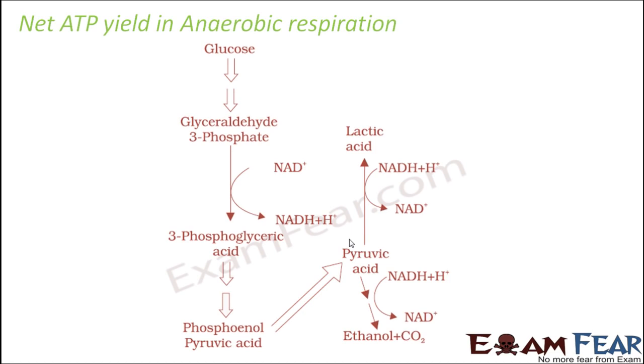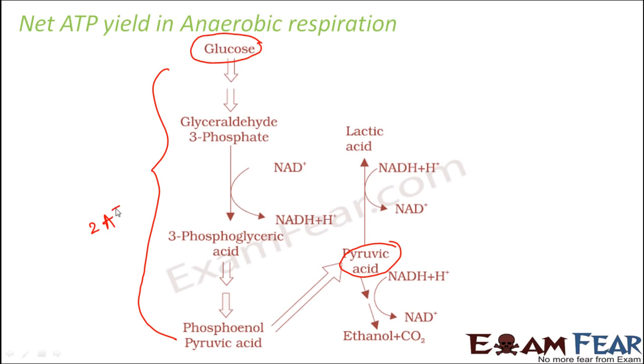So now if you look at the net ATP yield in anaerobic respiration, what do you see? We started with glucose. Glucose will first undergo the process of glycolysis and it will form pyruvic acid. By the time it undergoes this glycolysis, 2 ATP molecules are formed. Now, it can either undergo lactic acid fermentation or alcohol fermentation. In both of these cases, no ATP molecules are formed. Therefore, the net ATP molecules formed in anaerobic respiration is 2 molecules of ATP.